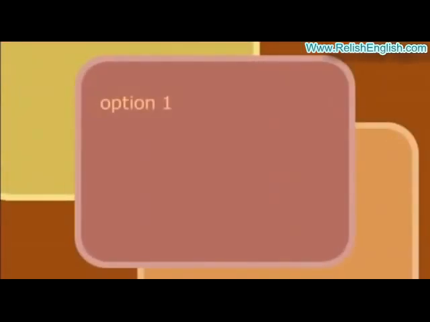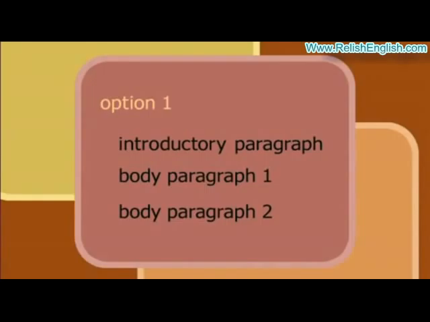Before we can describe this data, it's a good idea to think about how to organise our description. There are 2 options. It's up to you which one you choose, but let's look at each of them. With option 1, you could divide your essay up into an introductory paragraph and 2 body paragraphs. One paragraph would describe male participation rates in each of the 3 locations, while the other paragraph would describe female participation rates. So our essay would be structured like this.